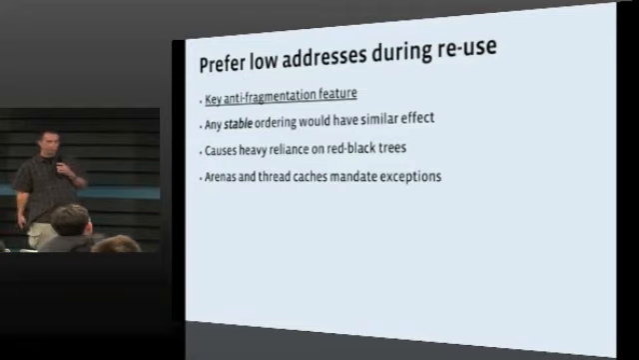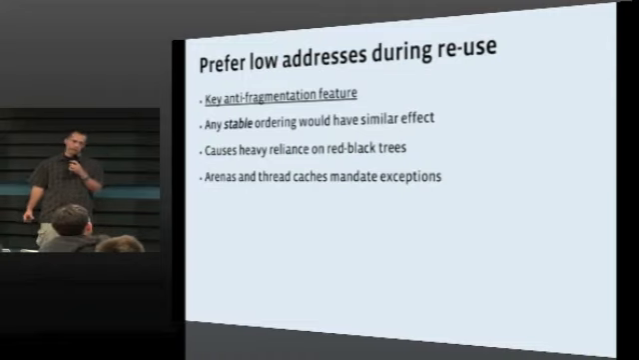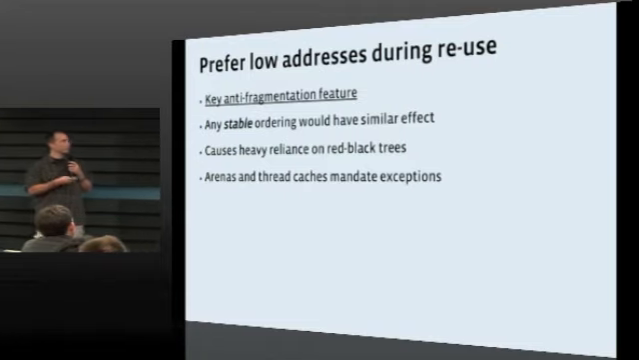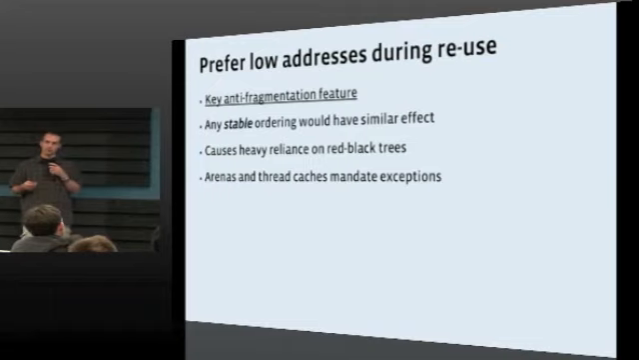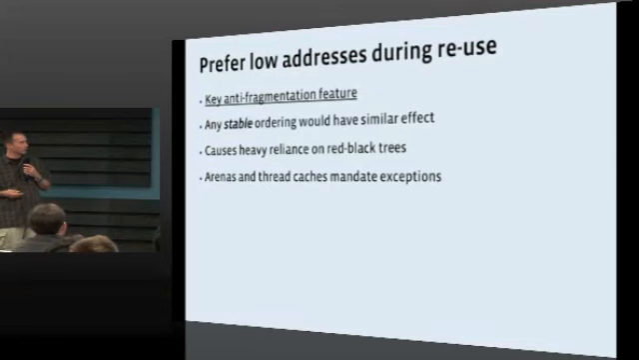Any stable ordering would work. You could use high addresses preferentially. You could probably come up with something else, although it would start getting harder to implement a stable ordering. Now, there are a couple of exceptions to this policy for jemalloc. Unfortunately, arenas and thread caches, which are both concurrency mechanisms, inhibit our ability to do this universally. So there are some exceptions, but whenever possible, jemalloc does in fact choose low addresses.